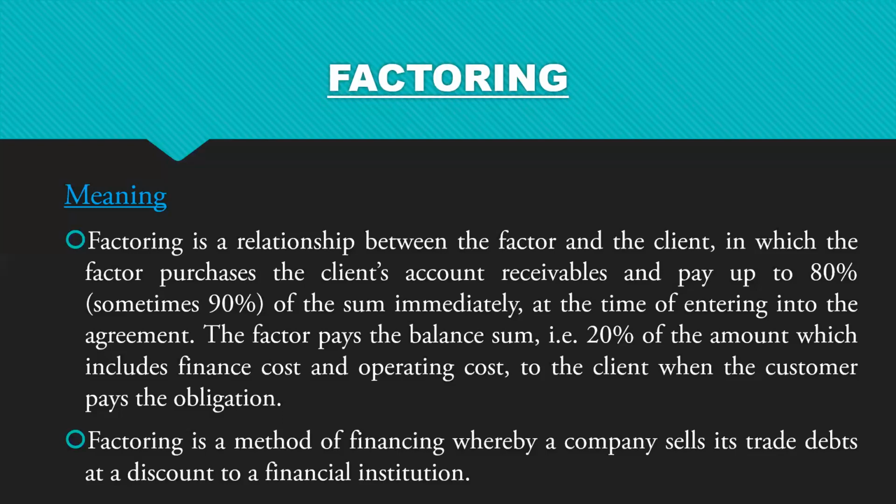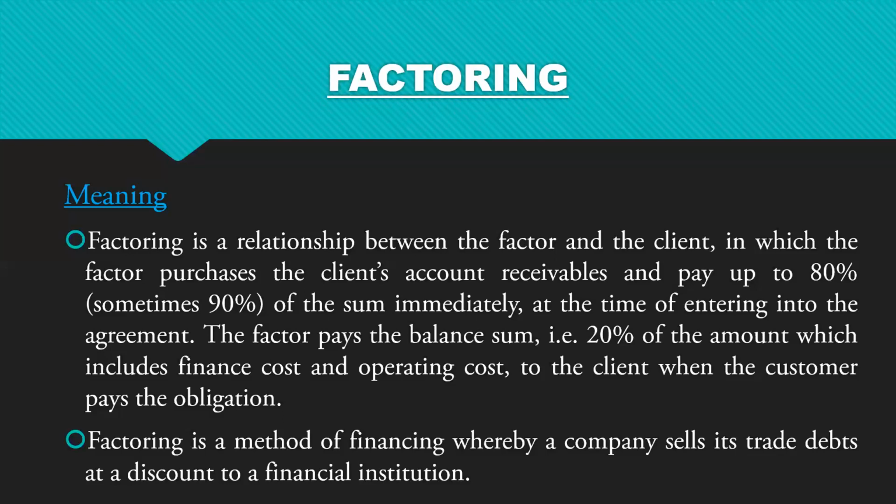Now let's see the meaning. It is a relationship between the factor and the client. The factor is the person who will collect the trade dues or the debts of the client or the sales receivables, and the client is the person who makes the credit sales and then sells his accounts receivable to the factor. We can say that the client sells his accounts receivable or bills receivable to a third party known as the factor, because the factor will collect the amount due to the client and hand it over to the client in return for a fee.